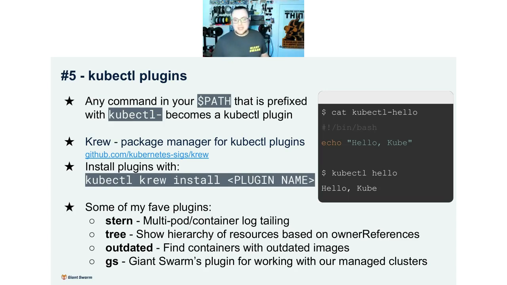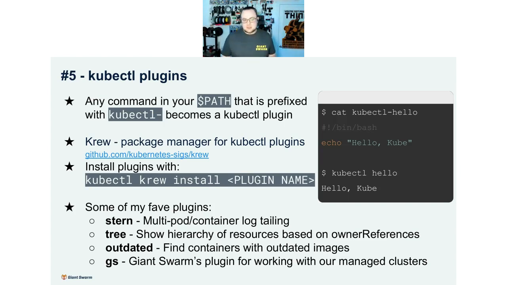Tree is also a nice one. It allows you to see the owner references of a resource. So, for example, it will show you that a pod belongs to a replica set, belongs to a deployment. And it can do that with any resources that make use of the owner references property.